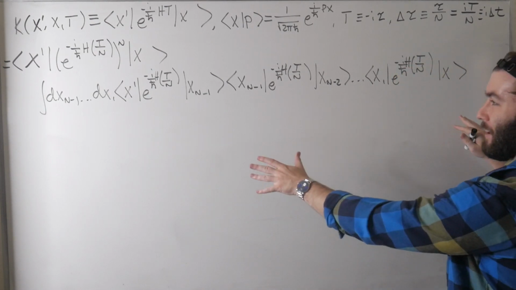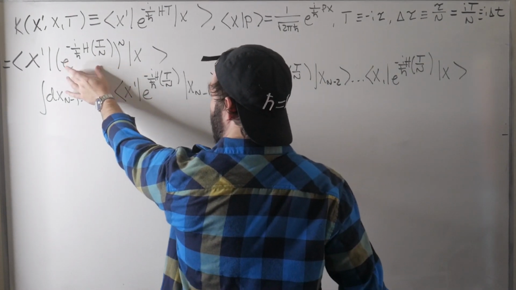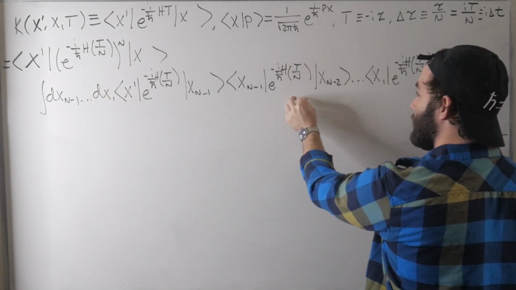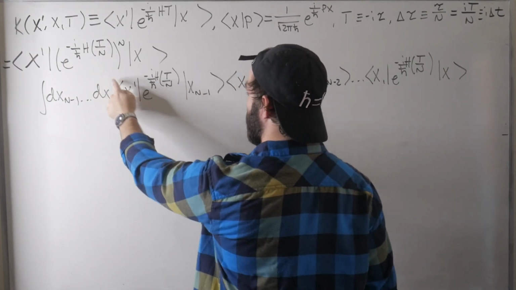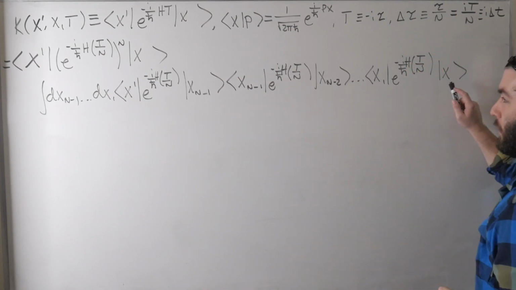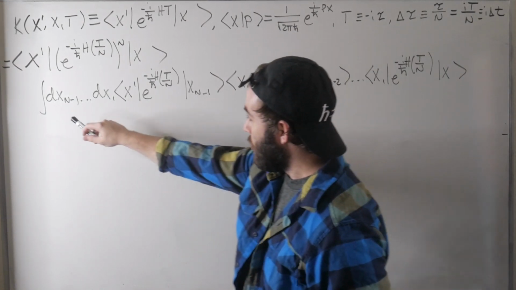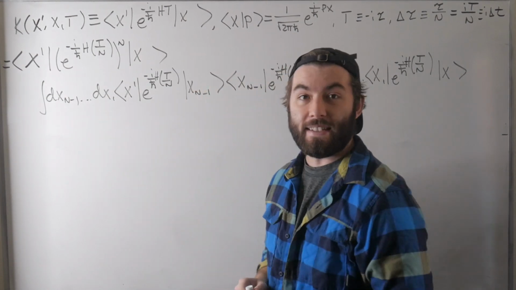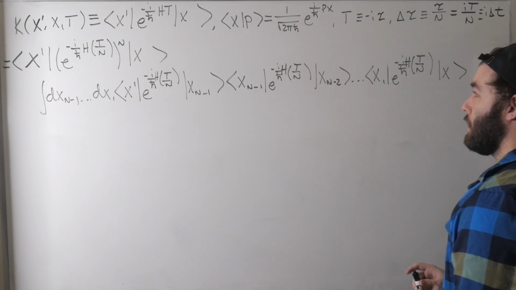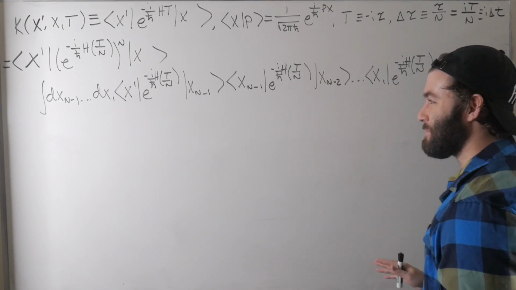So this is where we're at. We explicitly wrote out this exponential being multiplied by itself n times, and then we inserted completeness n minus 1 times. So we have n minus 1, n minus 2, and so on all the way to x. And then we have to integrate over all of those complete sets. That way we're just multiplying by 1, sort of. Okay, so that's where we are now.